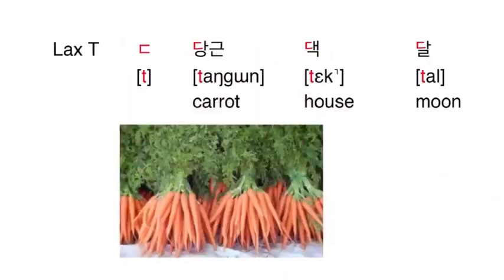Next, let's talk about the T sounds in Korean. The basic T sound in Korean, known as lax T again, is D as in 당근, 댁, and 달. In IPA, you'll see it marked as a lowercase t. And just as P was, it's unvoiced and slightly less aspirated than its English counterpart. It's also made in a slightly different spot in your mouth.